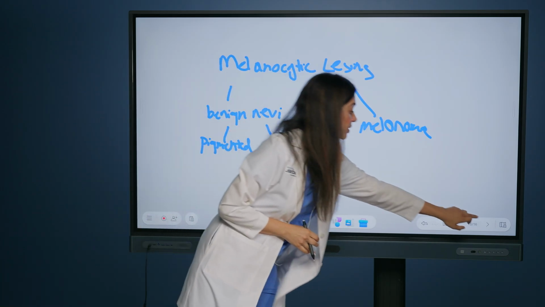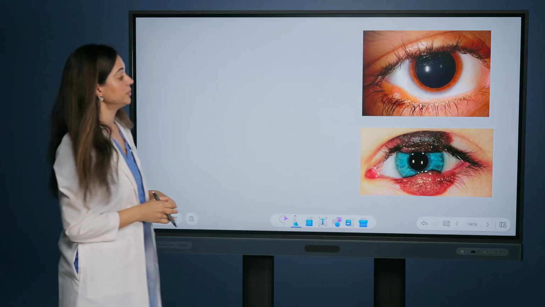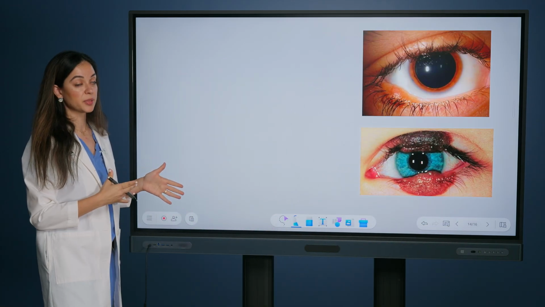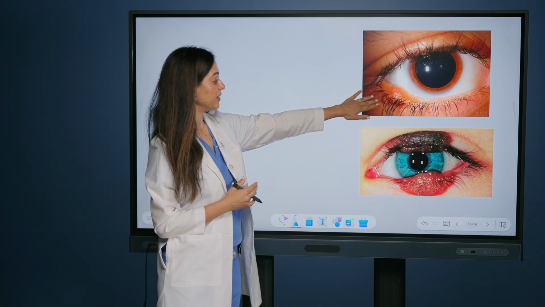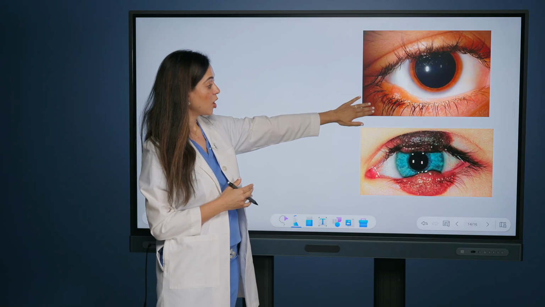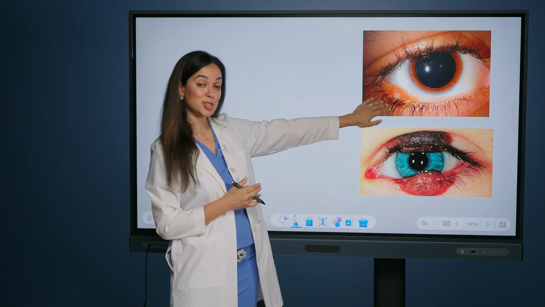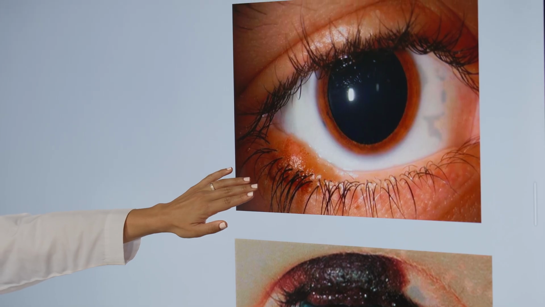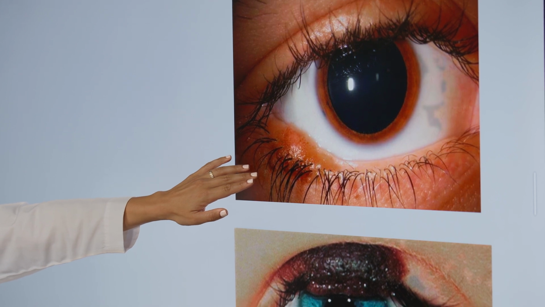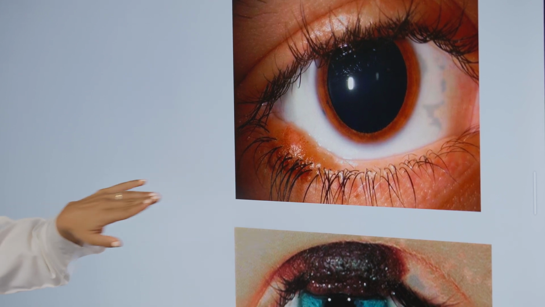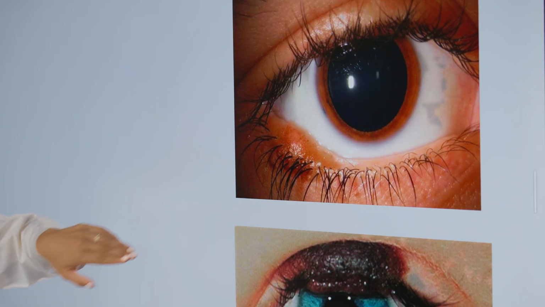And so let's talk about some of the features distinguishing the benign versus malignant pigmented lesions. So when it comes to nevi of the eyelid, as imaged here, what are we seeing? Well, the lashes are growing through it, which is a really important feature. Any eyelid nevus should have lashes through it. If those are missing, that could be a sign that it is something malignant.